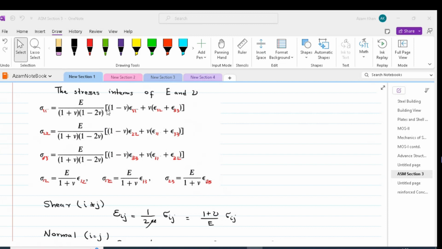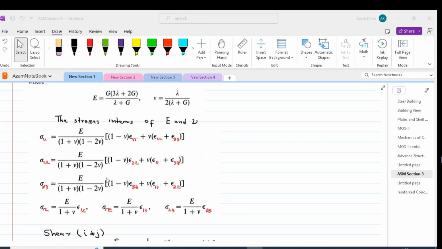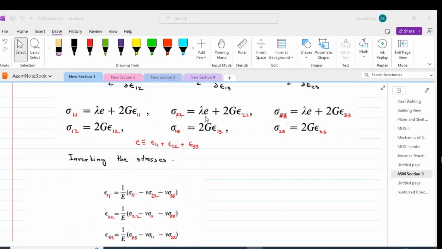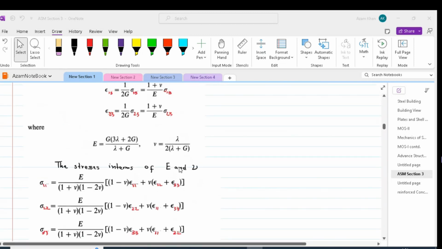Times the big bracket, small bracket 1 minus nu times epsilon 1 1 plus nu times small bracket epsilon 2 2 plus epsilon 3 3. Similarly, epsilon 2 2, epsilon 3 3, epsilon 1 2, 1 3, and epsilon 2 3 can be derived in terms of E and nu. So these stresses have been derived in terms of constants E and nu over here.